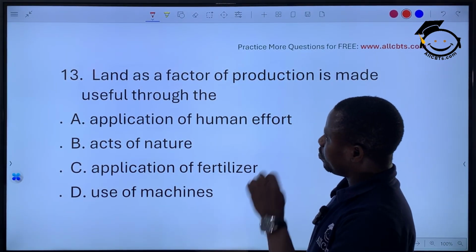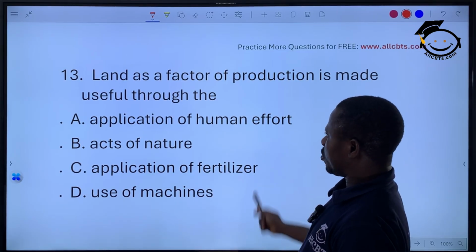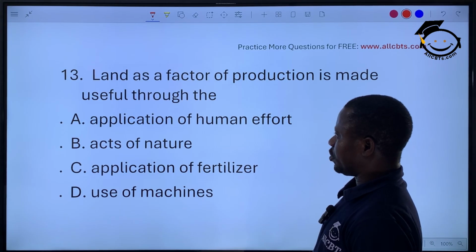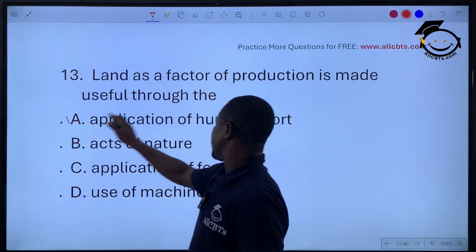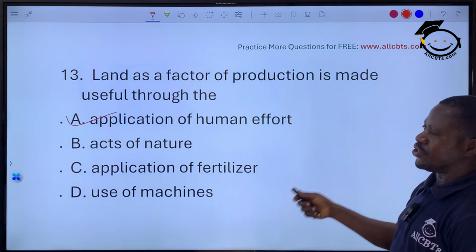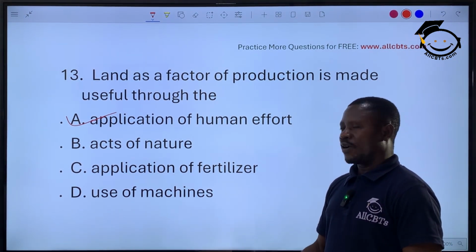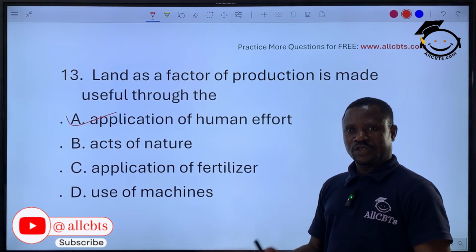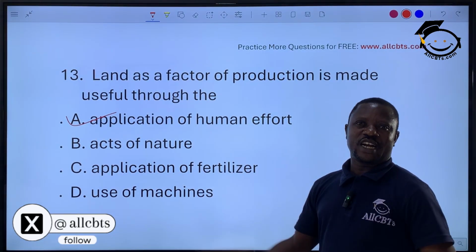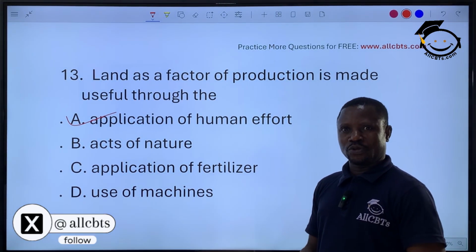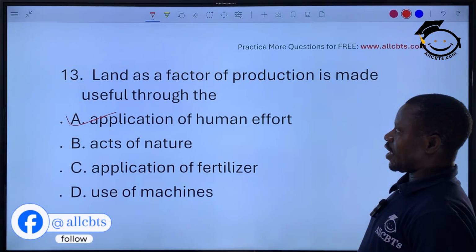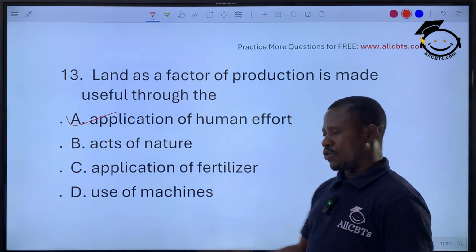Land as a factor of production is made useful through what? Application of human effort, act of nature, application of fertilizer, use of machines. Of course, application of human effort. Without human effort on land, land is just there. Even if you are talking about farming, you still need man to cultivate the land, for the land to give you exactly what you want. If not, it's just bush and trees, whether useful or not. So application of human effort makes land a factor of production.